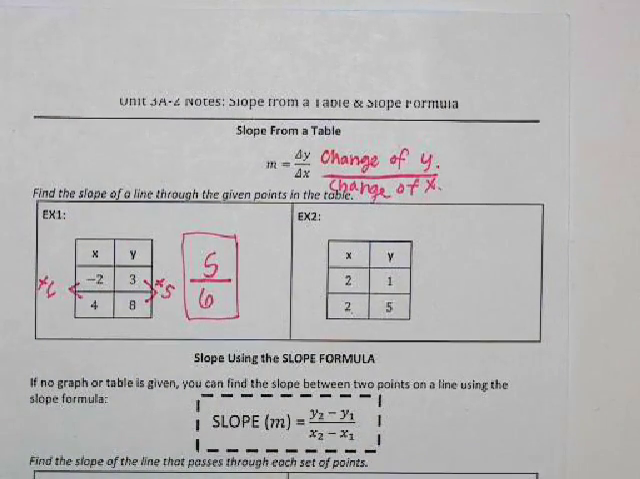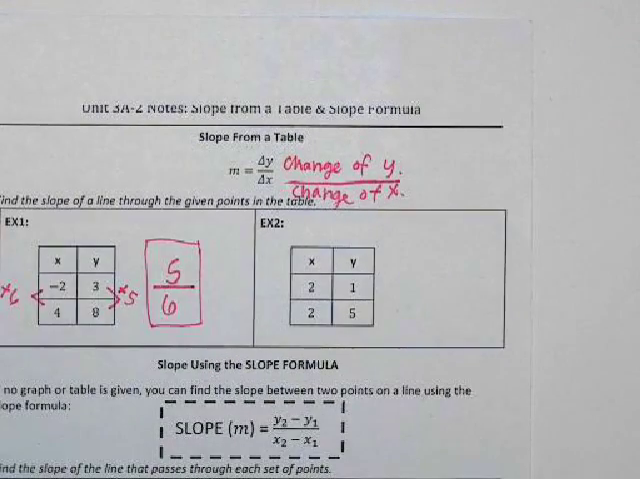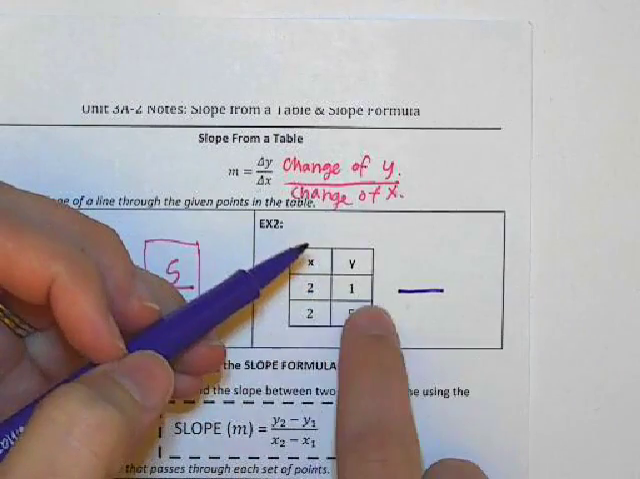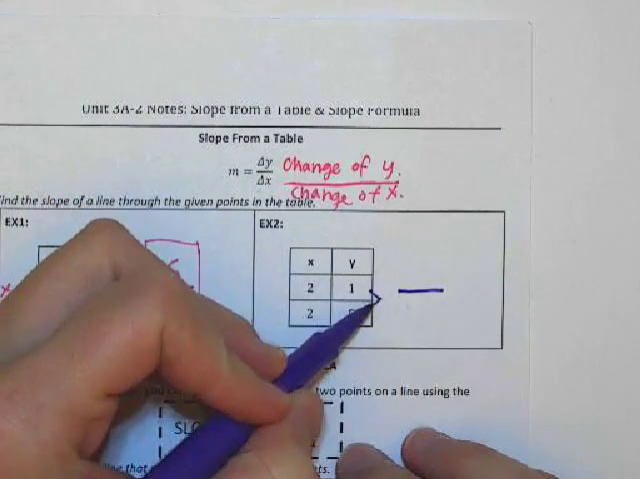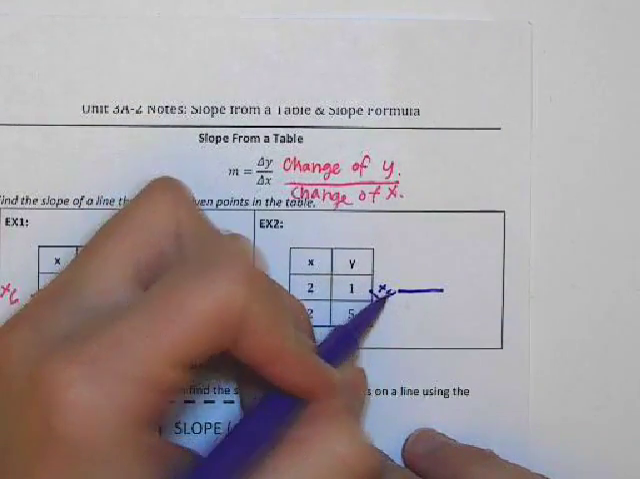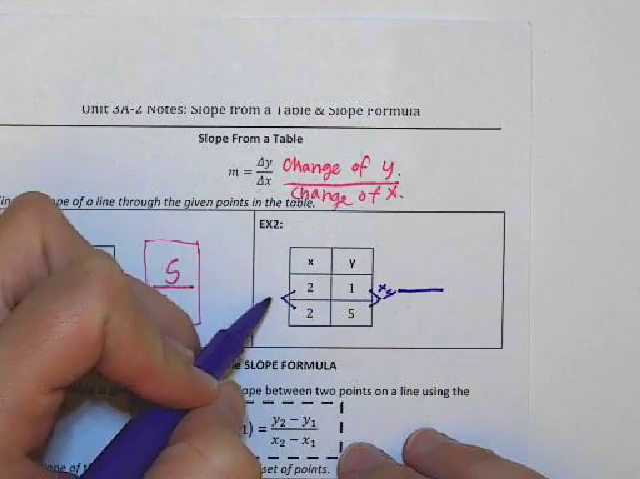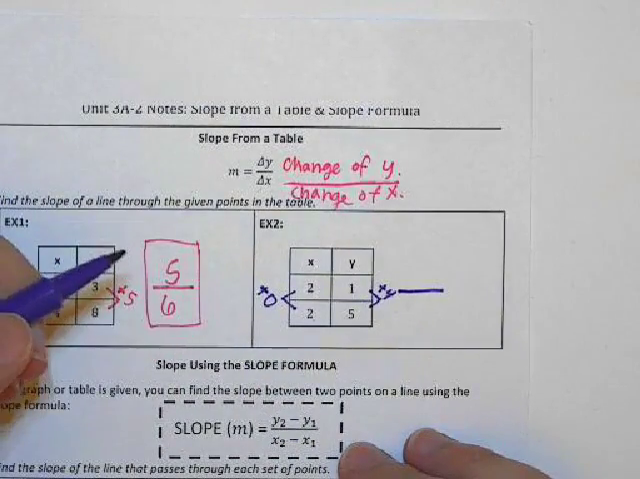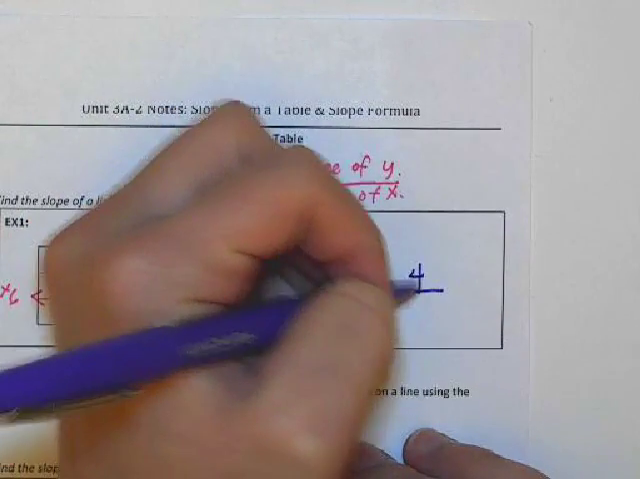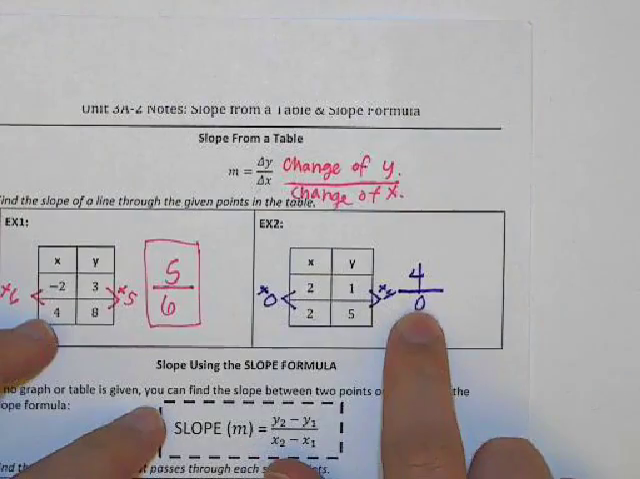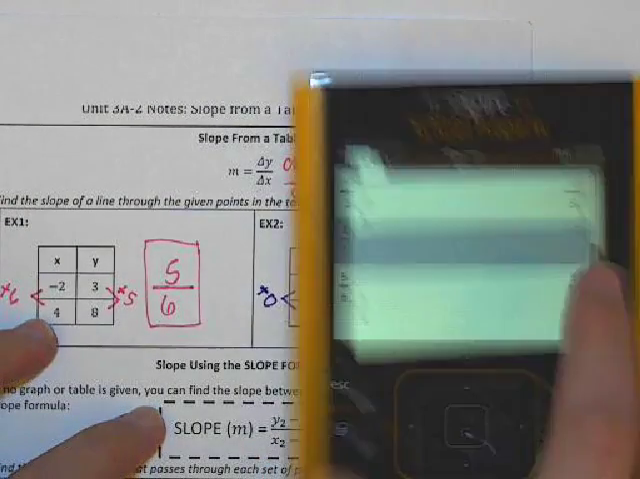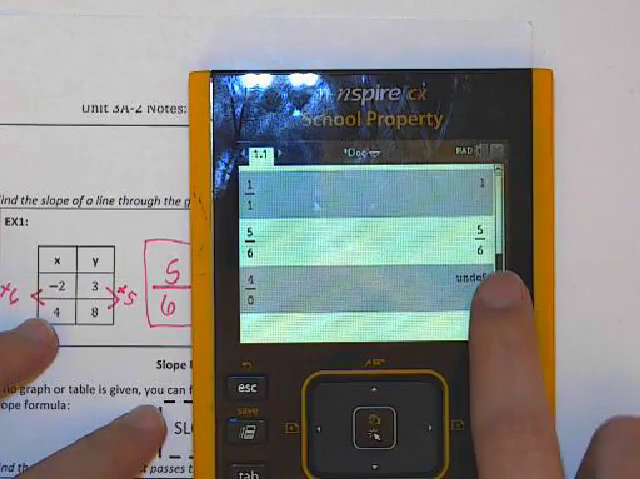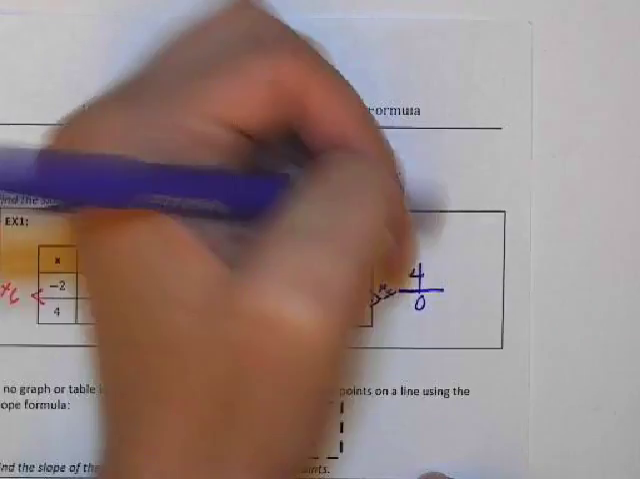Number 2. Change of y goes on top, change of x on bottom. How do I get from 1 to 5? Plus 4. How do I get from 2 to 2? 0, right? It's not moving. So I've got 4 over 0. Can I have 0 on the bottom of a fraction? No. Well, let's see what my calculator says. Undefined.